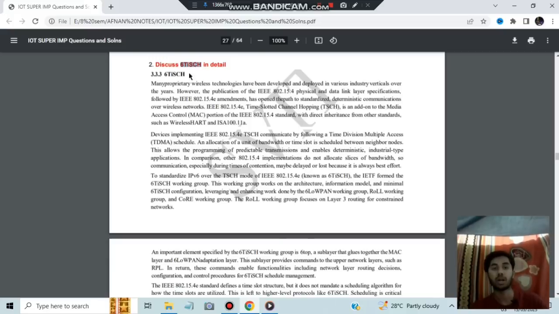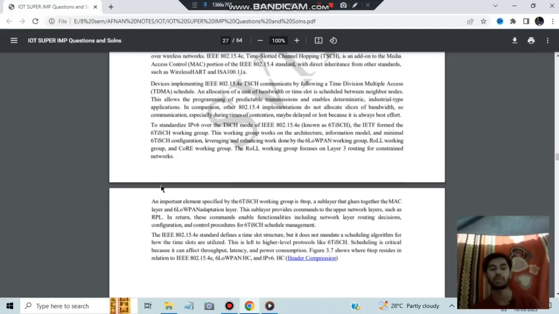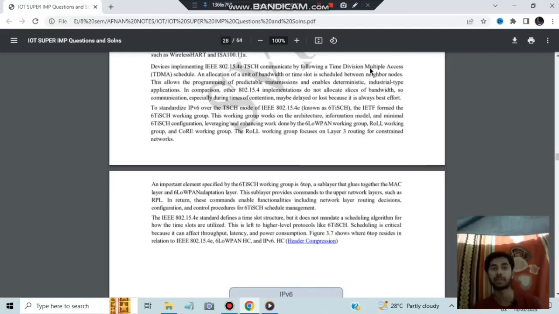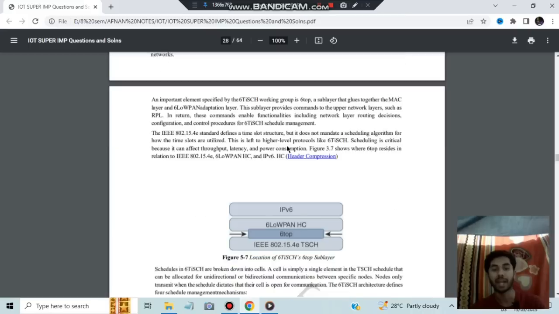What it does is it basically uses time slotted channel hopping. That is the first key point. And second, it uses 802.15.4e and TSCH, communicating by the following, and it uses the IETF 6TiSCH group. What this group does is, by using these concepts, time division multiple access, it makes the existing IoT standards better. And the header compression is given here.